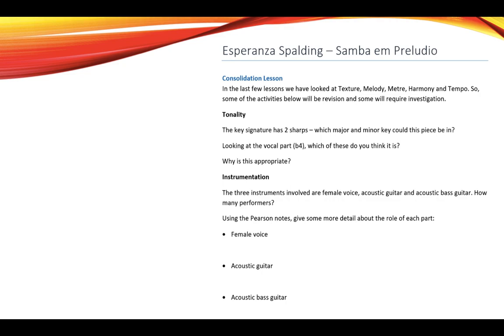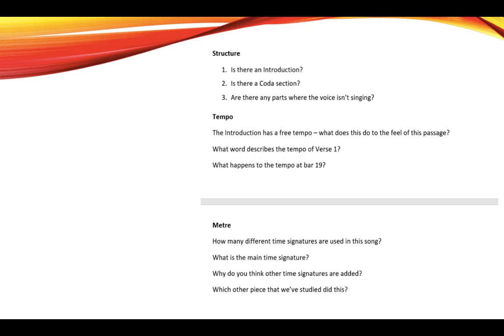So moving on to the bottom half of that first side. So structure, is there an introduction? Yes, there is. It's bars 1 to 3, so it's just the acoustic bass guitar on its own. Number 2, is there a coda or an ending section? Yes, there is. That's bar 105 until the end. Okay, so coda, ending section, bar 105 to the end.